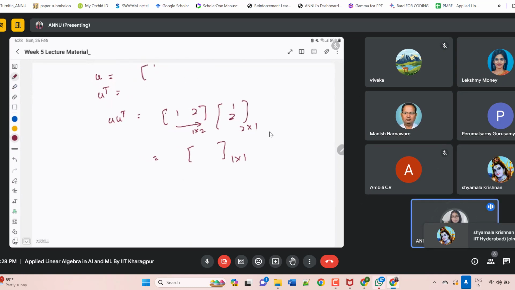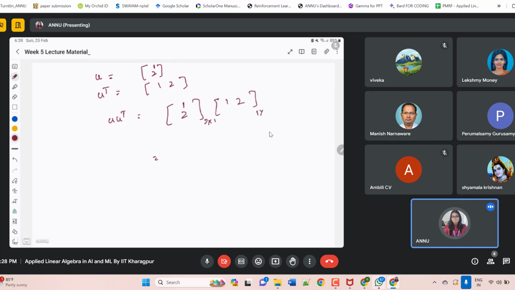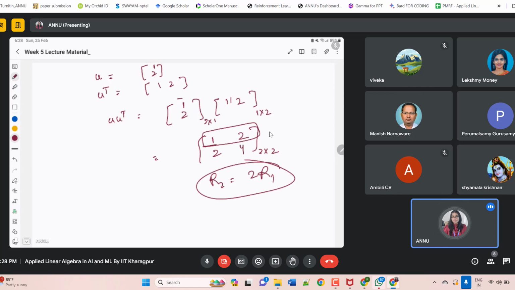In the other case, if you want to take this vector as (1, 2), remember that whenever we assume a vector, it should be a column vector, not a row vector. So this is 2 cross 1 and this is 1 cross 2. So what you are getting is 2 cross 2: 1, 2, 2, 4. You can identify the second row R2 is nothing but 2R1. So there is only one independent row. That's why in every case, this is rank 1.